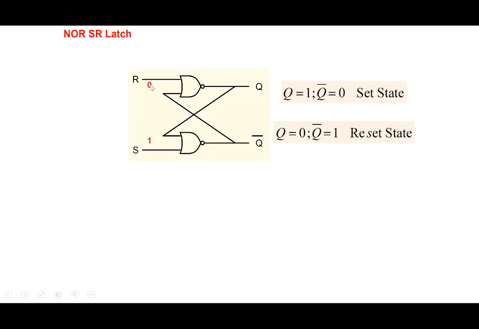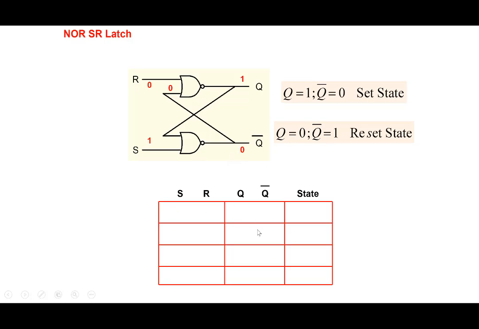Okay, so how do we program this particular latch into the set state here? So let's say we put 0 here and 1 here. This is what we call the S, or the set input, and the reset input here. So we put S equal to 1 and we put 0 here. The moment we put 1 here in a NOR gate, immediately the output here becomes 0, and 0 and 0 here puts it to 1 here. So the moment we put S equal to 1 and R equal to 0, we are setting this particular latch into the set state, which is Q equal to 1 and Q bar equal to 0.